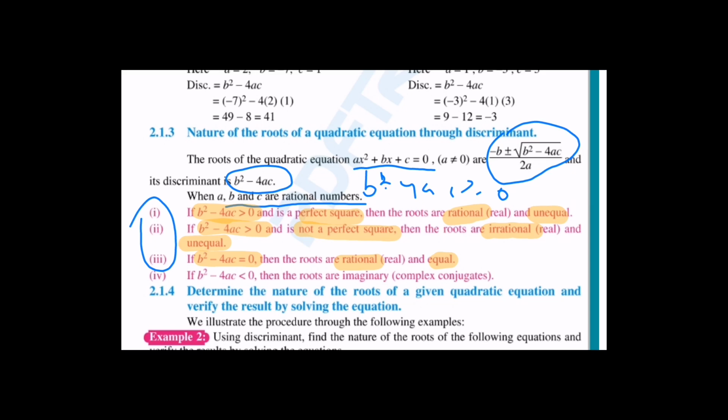Now in the 4th case, if b square minus 4ac is less than 0, then the roots are imaginary, means complex conjugates of each other. From these 4 cases, we decide the nature of the roots of a quadratic equation.